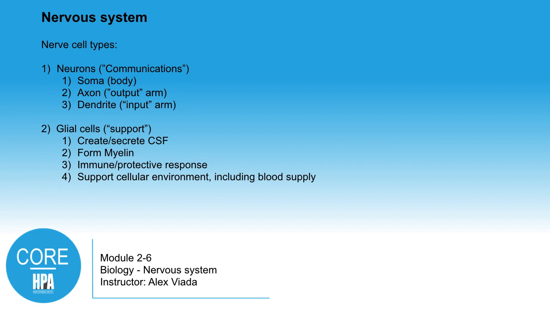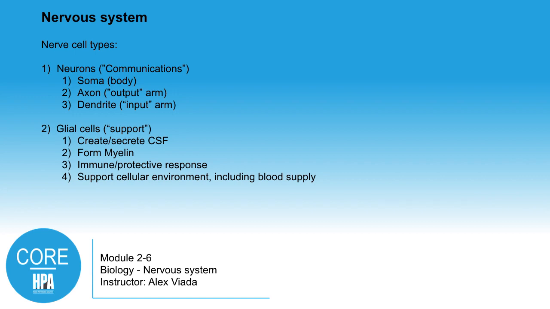Now, the dendrites are actually the input arm. If you think about the neuron, and again, we'll see this on the next slide, the soma itself is surrounded by all these little branches that come in. These dendrites are kind of input arms. They're places where other axons can actually attach to transmit signals to the neuron.